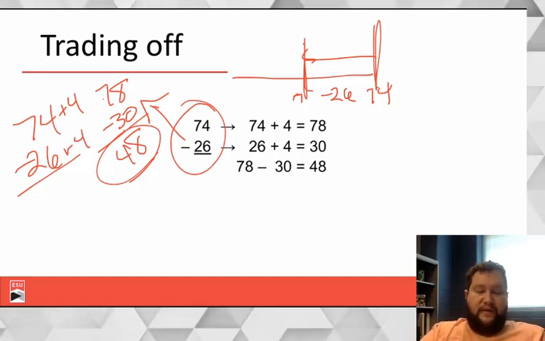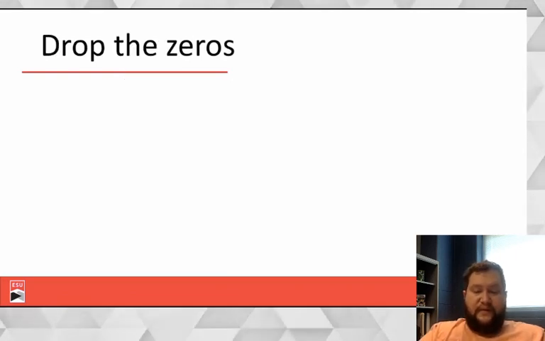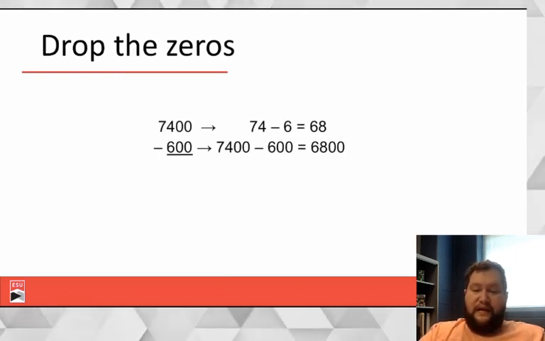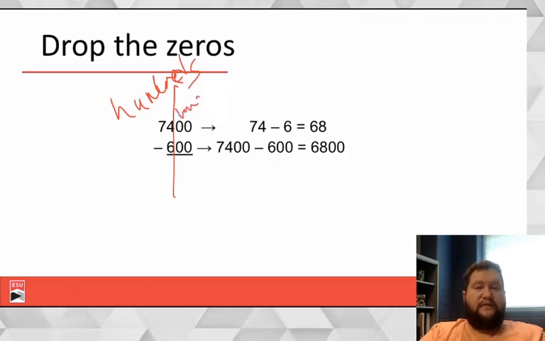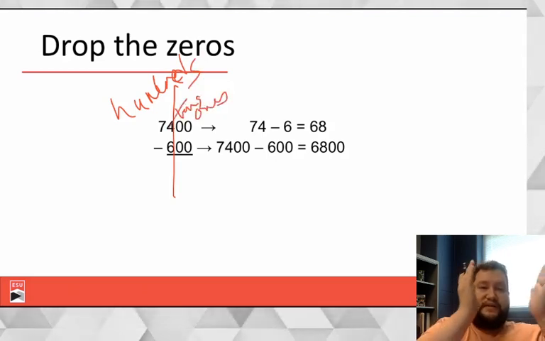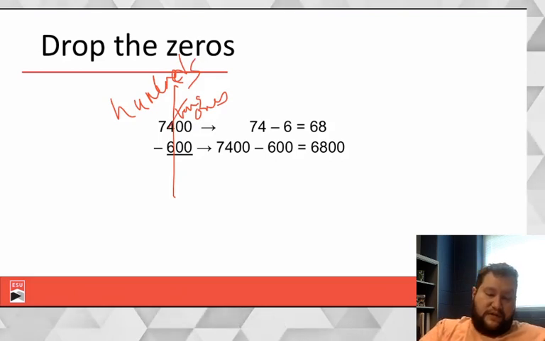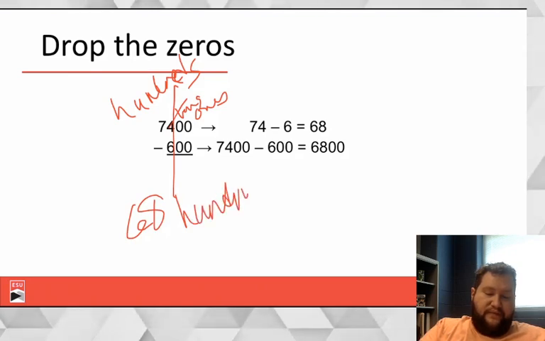And then the last one, dropping zeros. And so this really, I don't love the name because you don't drop them, they don't go anywhere. But we're using place value. So we have hundreds, and then we have tens and ones, but because they both have no tens and no ones, we can just look at 74 minus 6, which is 68 hundreds, which looks like that.